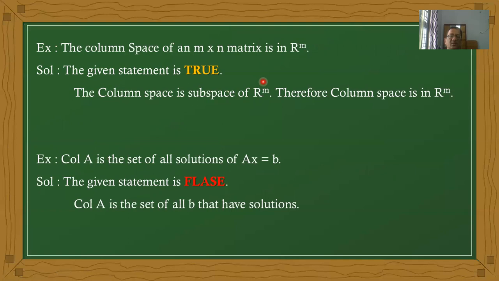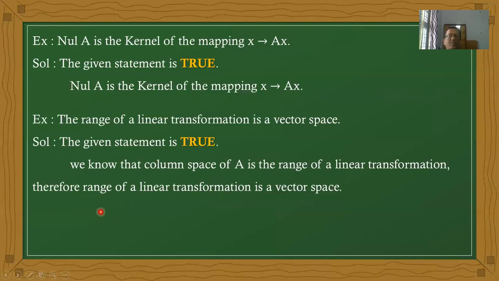Next, what is the condition? Column A is the set of all solutions of Ax equal to b. The given statement is false. Column A is the set of all b that have solutions. We don't know whether it has solutions or not. And one more point, column A is a linear combination of all columns of A.